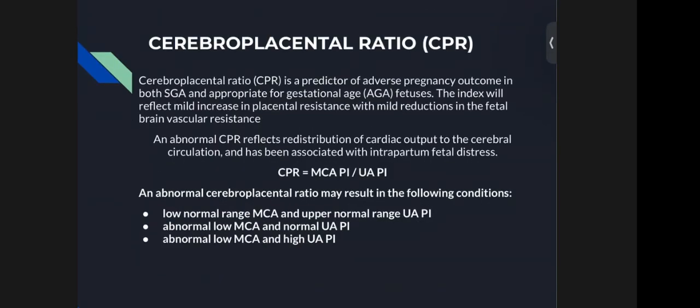So what is the cerebroplacental ratio, CPR? It is a predictor of adverse pregnancy outcome in both SGA and AGA fetuses. The index will reflect mild increase in placental resistance with mild reduction in the fetal brain vascular resistance. An abnormal CPR reflects redistribution of cardiac output to the cerebral circulation and has been associated with intrapartum fetal distress. The CPR is calculated as MCA pulsatility index by umbilical artery PI. An abnormal CPR may result because of an abnormal MCA and normal umbilical artery PI, or abnormal MCA and a high umbilical artery PI.